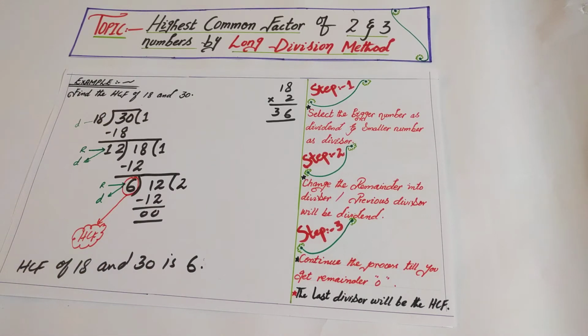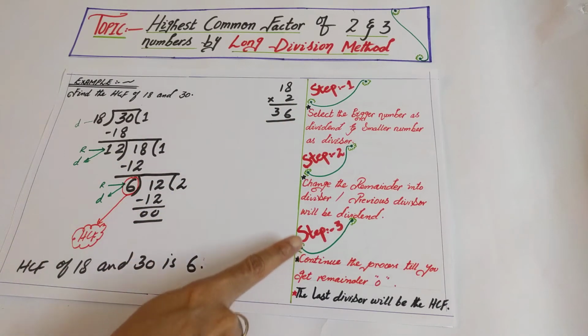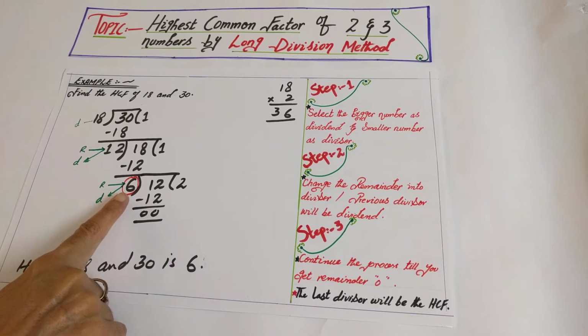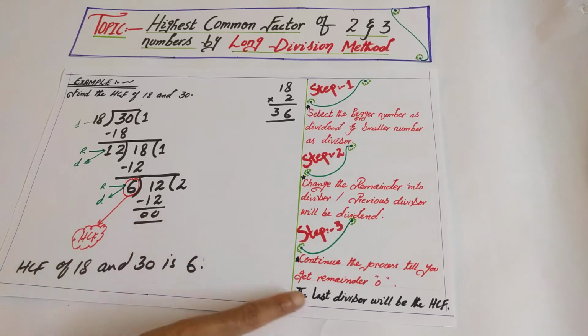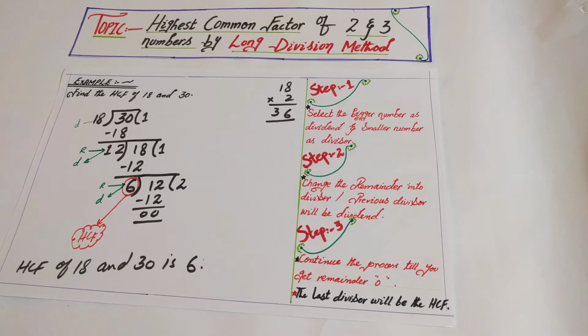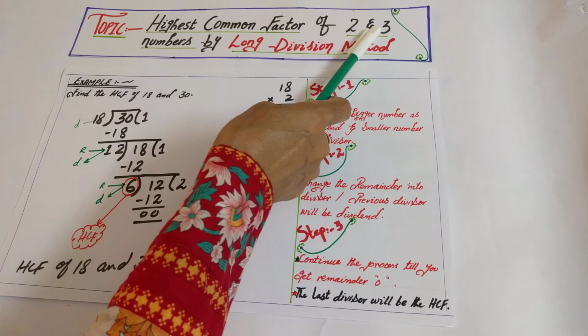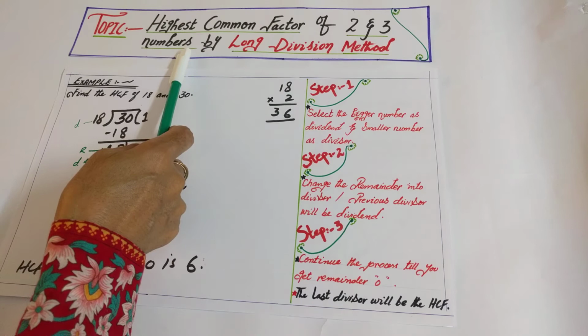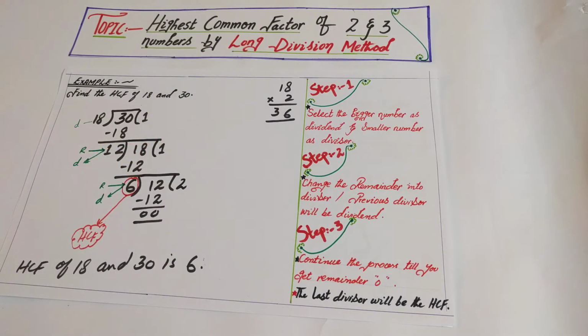Very easy. You just have to follow step number 1 and step number 2. You will repeat step 1 and step 2 again and again till you get the remainder 0. And when you get the remainder 0, that will be the last step, and the last divisor will be the HCF. Now we are going to start the highest common factor of 3 numbers. In the second example, we will find the HCF of 3 numbers by the long division method.